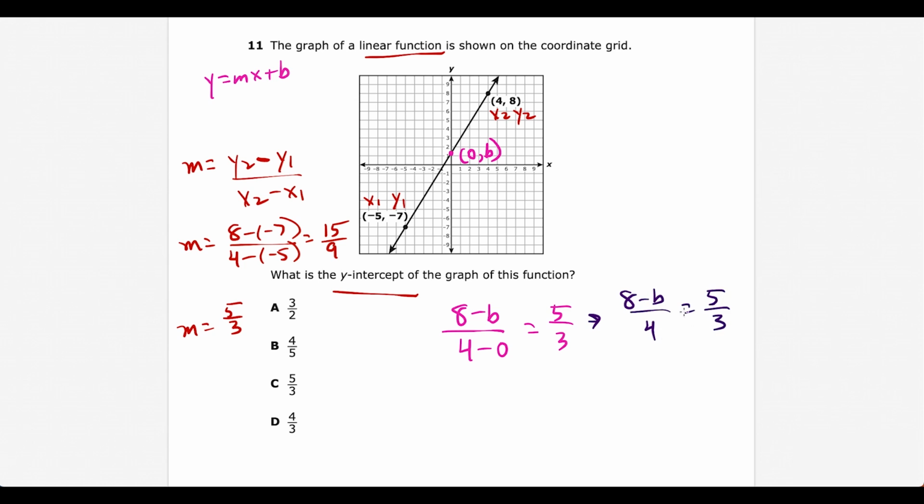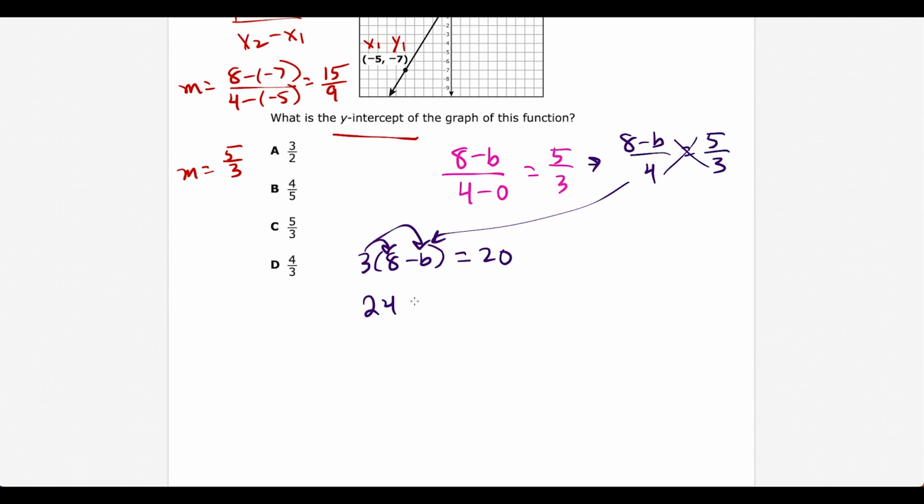And then from here, there's a few ways we could do this, but most people I think would prefer to cross multiply. So we're going to have 8 minus b times 3, and I'm going to write that over here. That's going to give us 3 times 8 minus b equals, and we have 5 times 4 is 20. And now what we could do is distribute the 3, and we're going to have 24 minus 3b is equal to 20. So then from here, what I would do is subtract 24 on both sides, and we've got minus 3b is equal to minus 4.